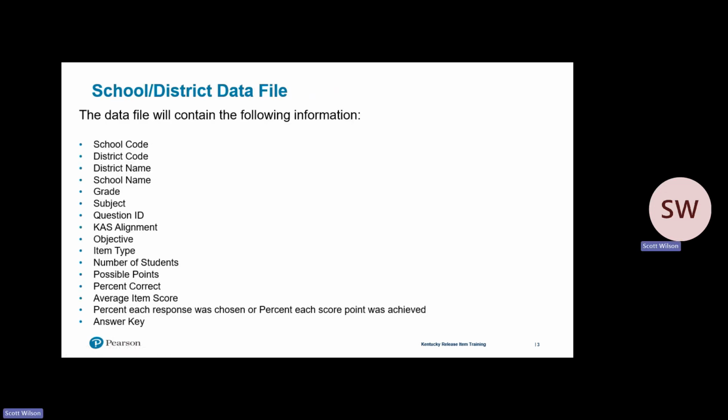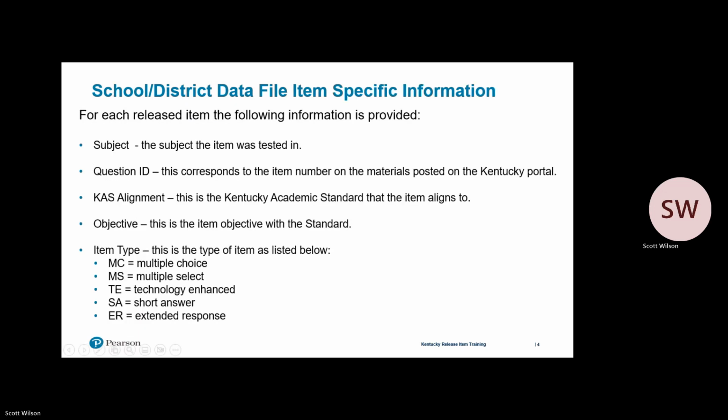For the school and district data files, it will contain information on each item for all of these different bullets here. I won't read the list to you, but all of this information is available for each item. Some more specifics about the information. So for each item, you will have the subject, the question ID, the KAS alignment for the standard, the objective, and the item types. All of the item types are listed below.